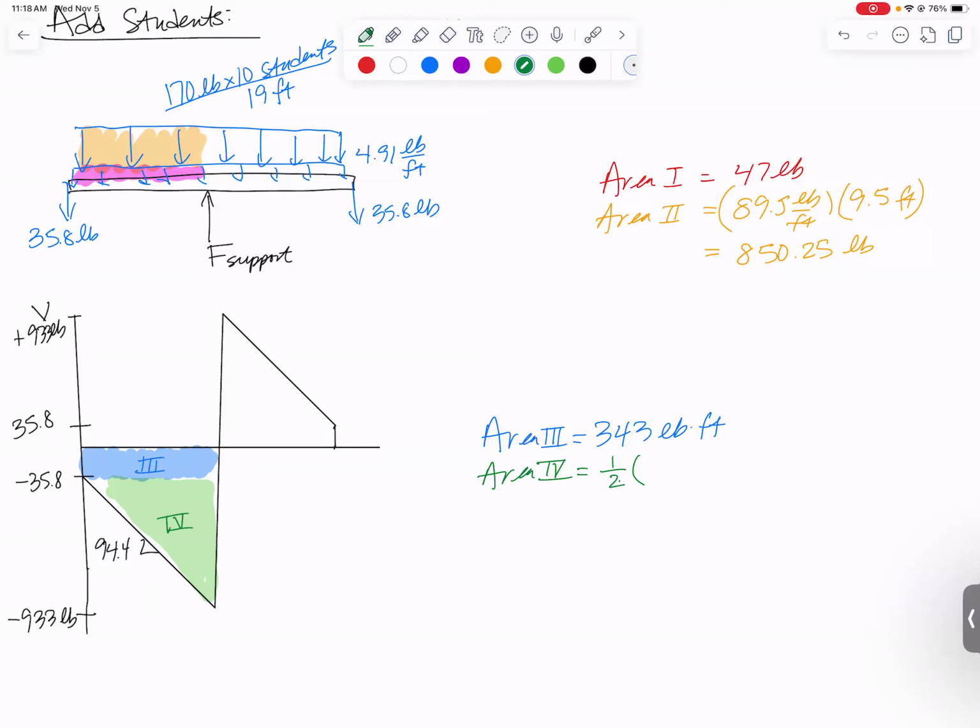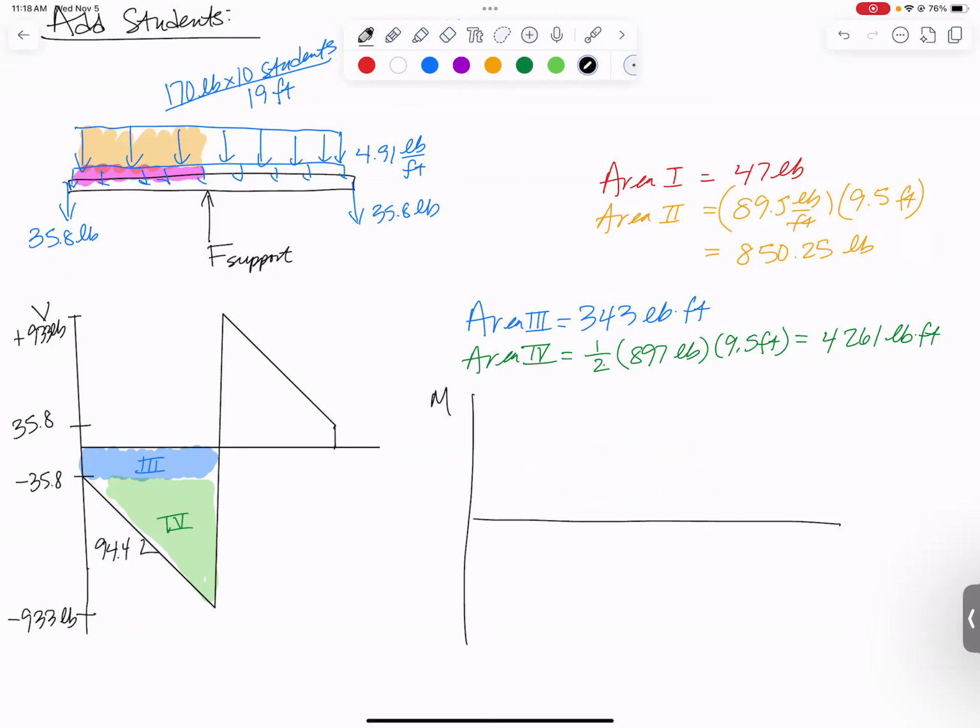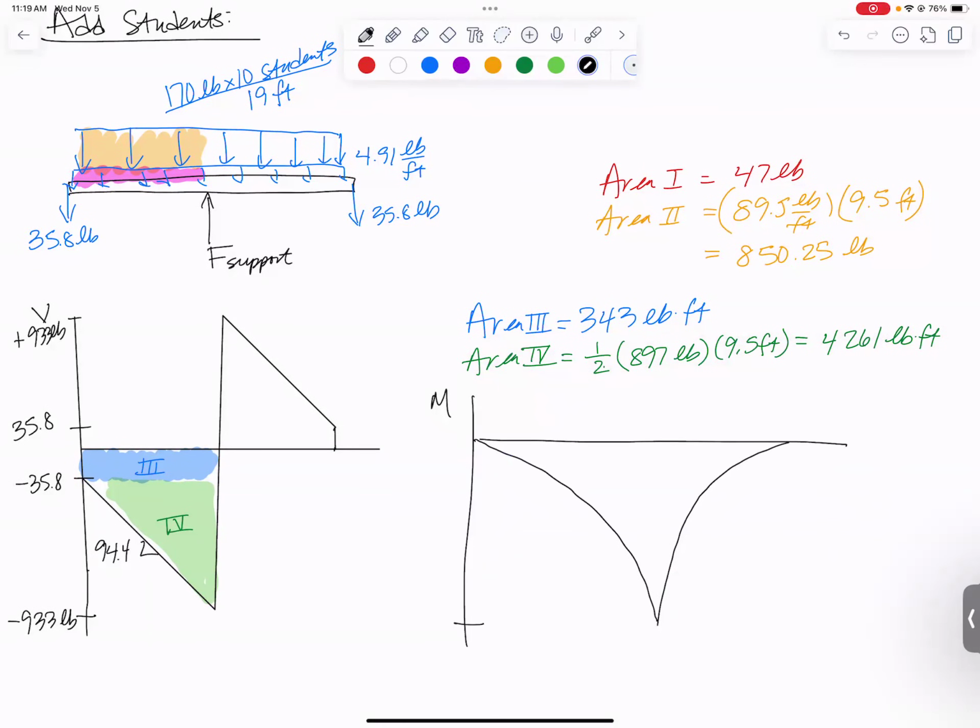933 minus 35.8 is 897 pounds, and it acts over, we're calling it 9.5 feet. We get 4261 pound-feet. Same exact picture as before. It's going to start negative and then switch and go up. What matters is this M max. M max would be the sum of your area 3 and your area 4 up there. Comes out to be 4,600 pound-feet.